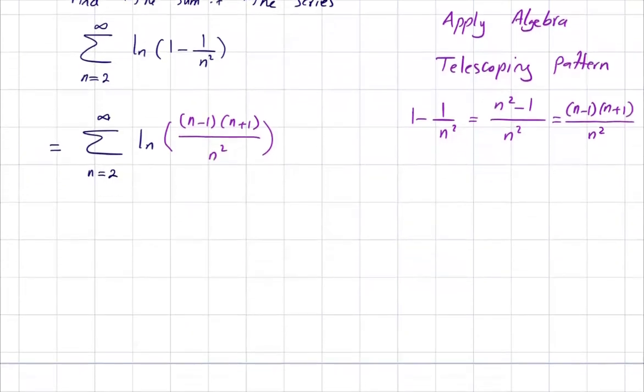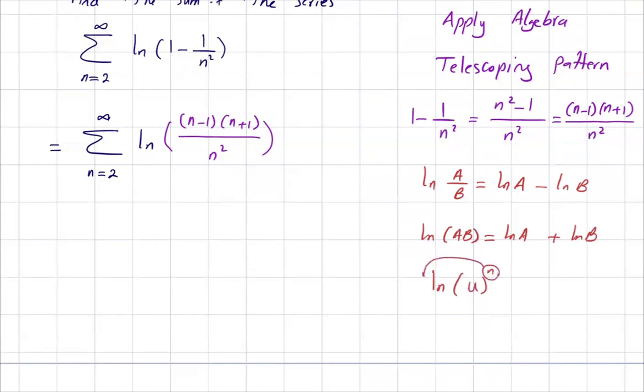From the properties of ln, if you have ln of a divided by b, it's ln of a minus ln of b. And if you have ln of a times b, this is ln of a plus ln of b. Also, ln of u to power n can be written as n times ln of u. So far, we have something on the numerator, something on the denominator. So the series can be written as ln of n minus 1 times n plus 1 minus ln of n squared.